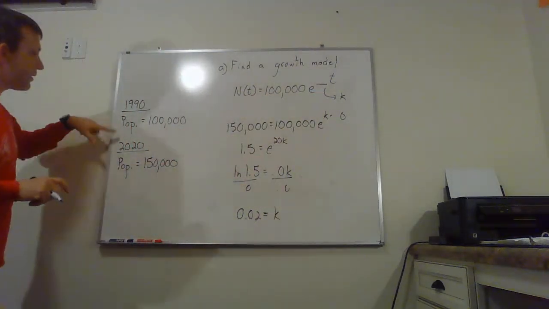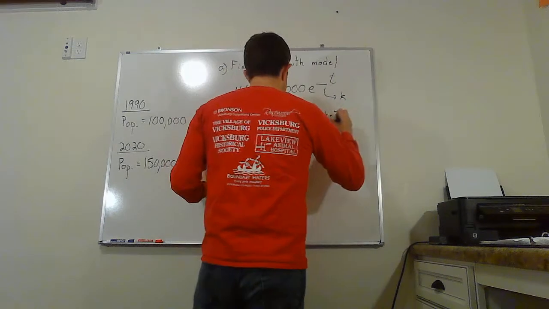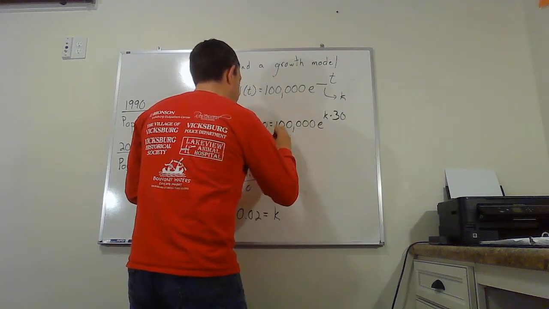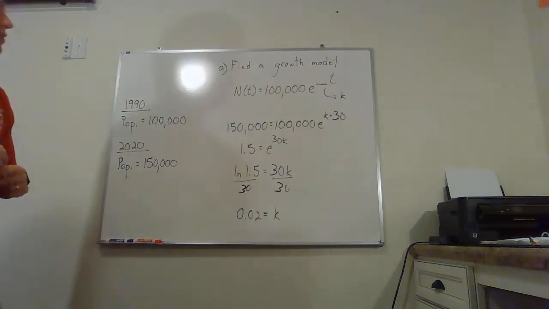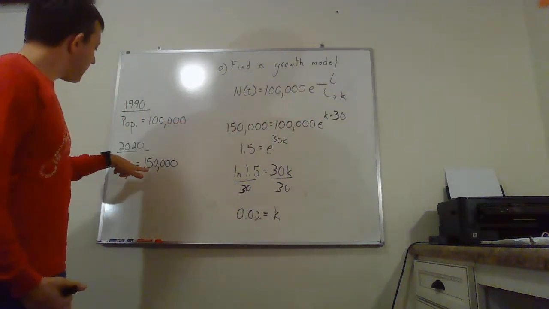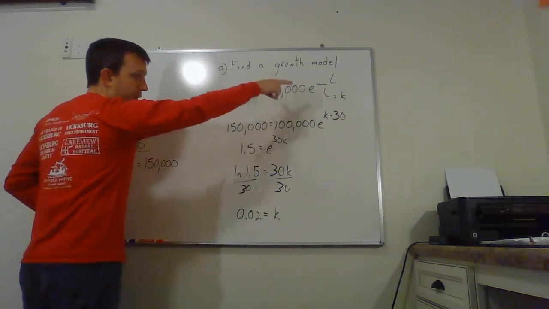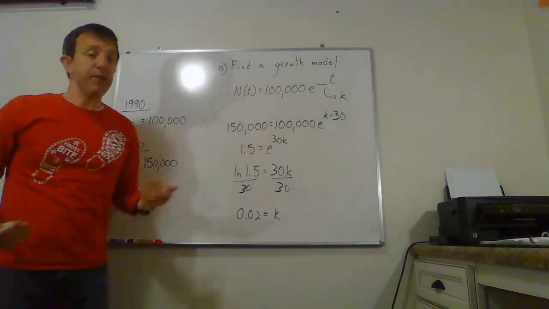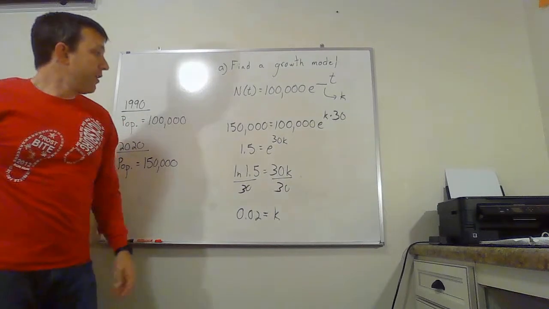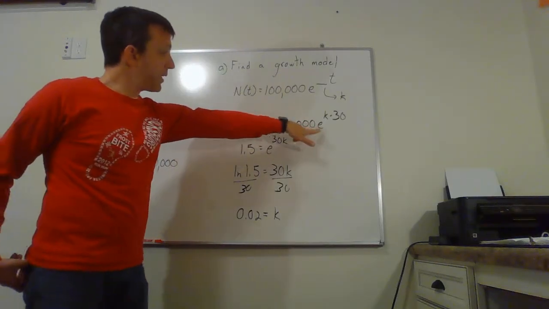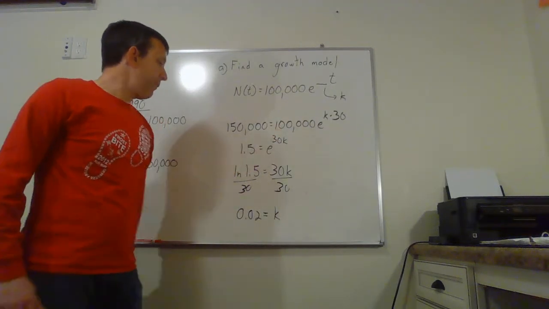The thing I'm going to notice is that t needs to be 30 years, because we're going from 1990 to 2020. Sadly, when I did this initially, I put 20. So I plug in 30 for t, and I plug in the corresponding number of people that we have after 30 years in place of the N of t, and now solve for k. I divided both sides by 100,000 because I need to get the exponential piece by itself. That gives me 1.5 is equal to e to the 30k.